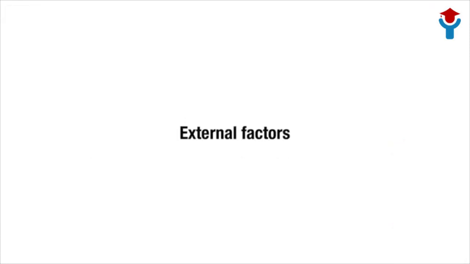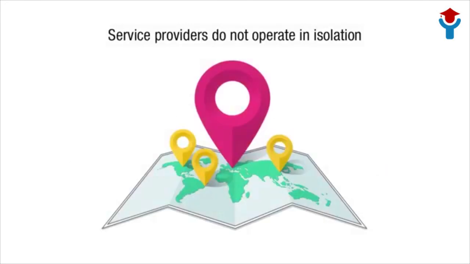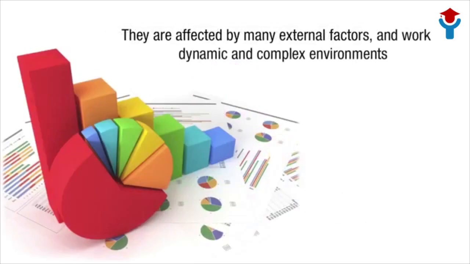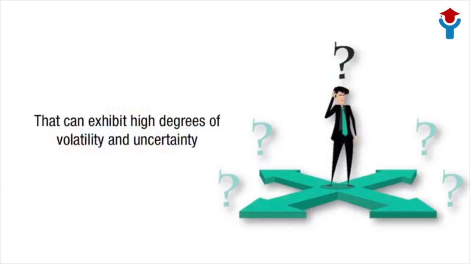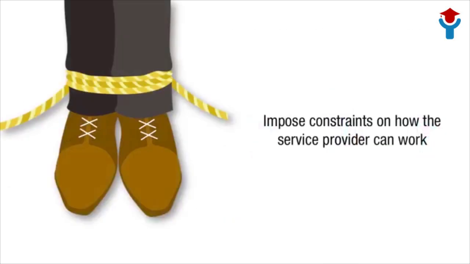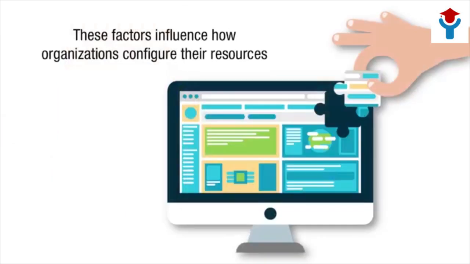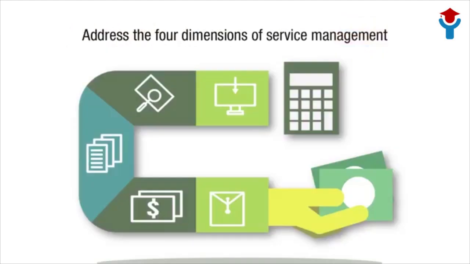External factors is the last concept of this chapter. Service providers do not operate in isolation. They are affected by many external factors and work in dynamic and complex environments that can exhibit high degrees of volatility and uncertainty and impose constraints on how the service provider can work. Collectively, these factors influence how organizations configure their resources and address the 4 dimensions of service management.